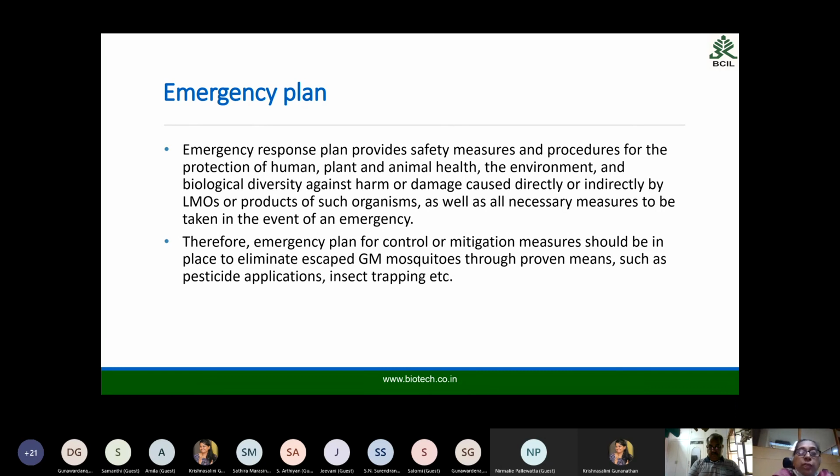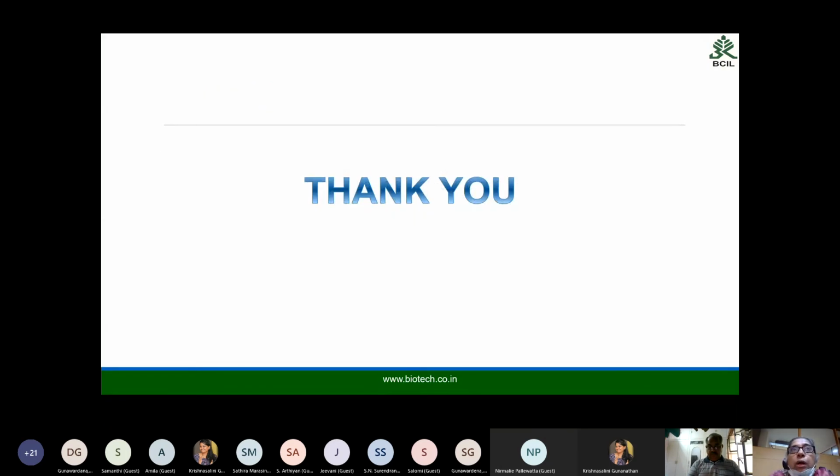The emergency response plan should always be there at every stage. It should be a documented one, maybe a one-pager or two-pager. It should provide safety measures and procedures for protection of human, plant and animal health, the environment and biological diversity against harms or damage caused directly or indirectly by LMOs or products of such organisms. This is a requirement by the regulator. Therefore, in the case of mosquitoes, the emergency plan would be in place to eliminate any escaped GM mosquitoes through proven means such as pesticide applications, insect trappings, etc. So having an emergency plan at every stage is very, very important.